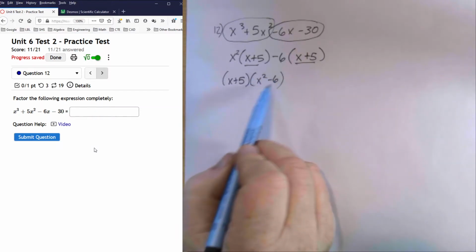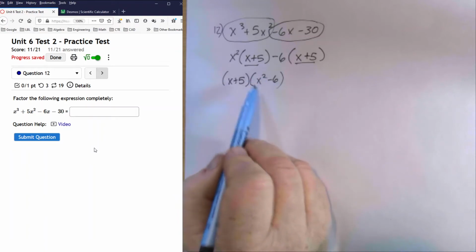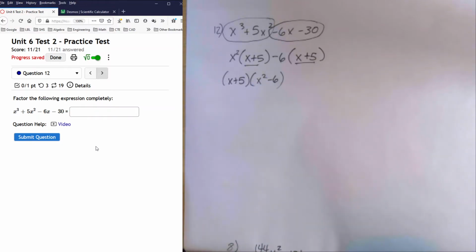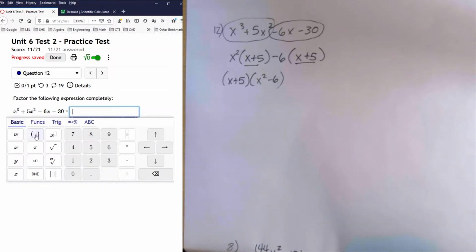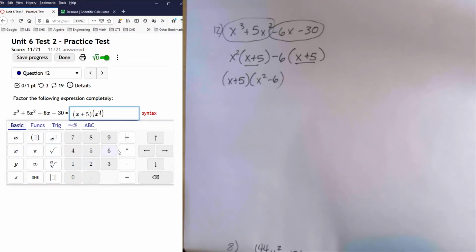I would want to look at this here and just make sure that this isn't a perfect square. And it's not, right? It's not a difference of squares. I can't factor that. So we have x plus 5, and we have x squared minus 6.